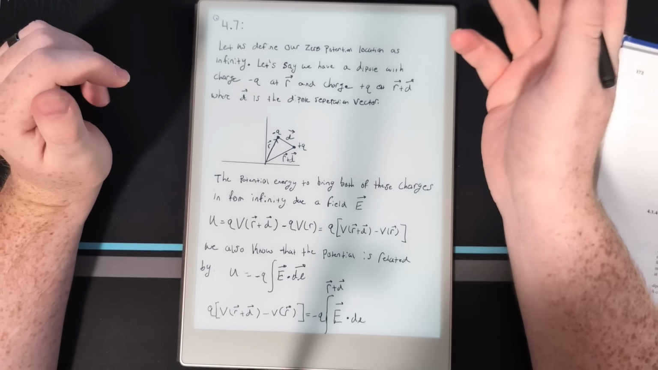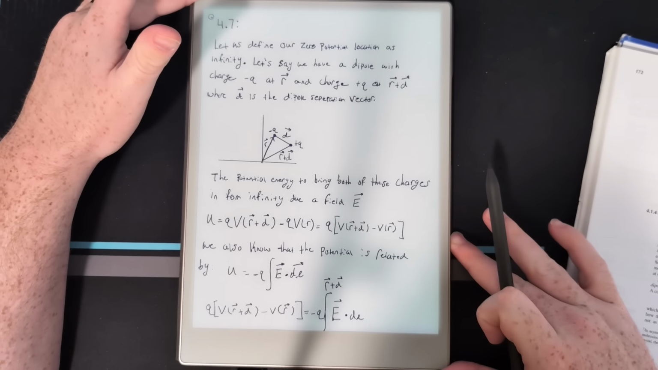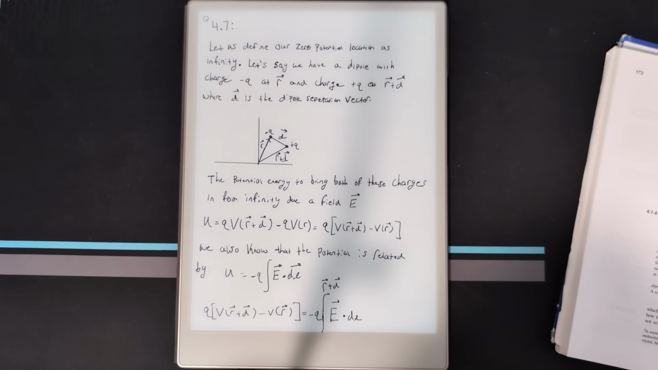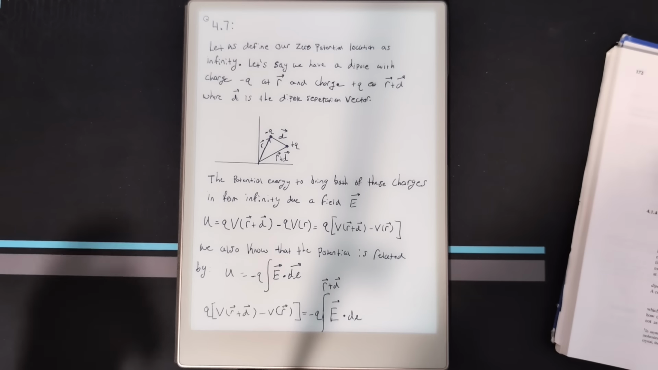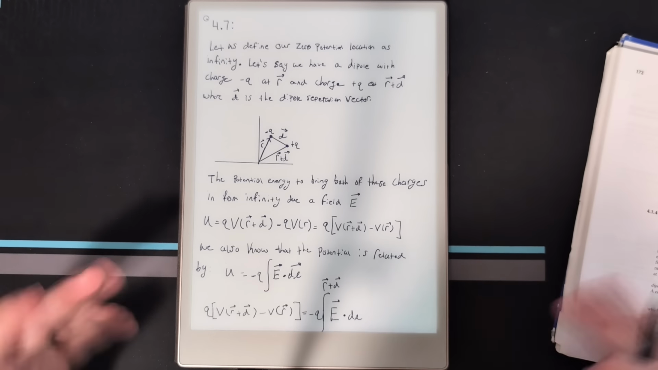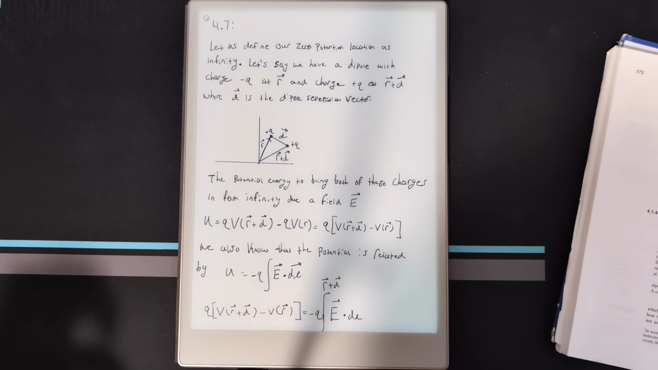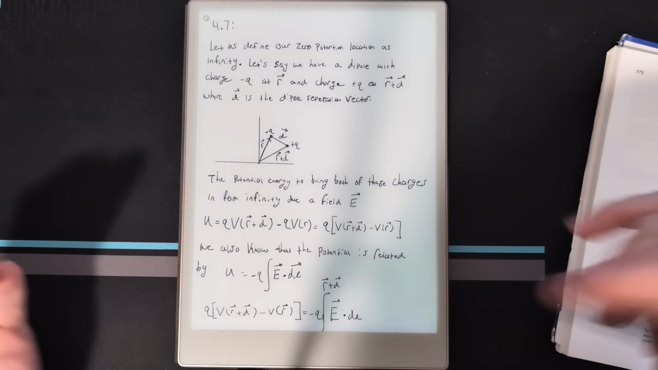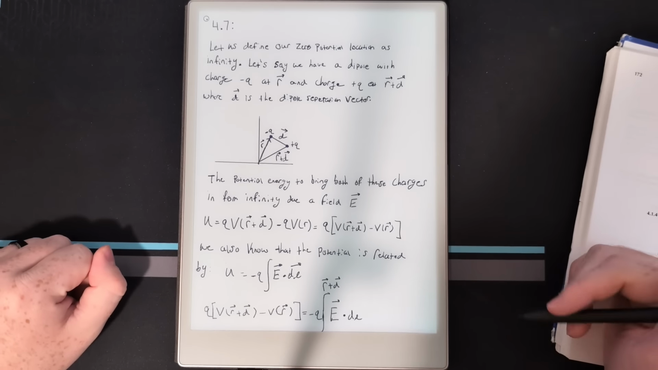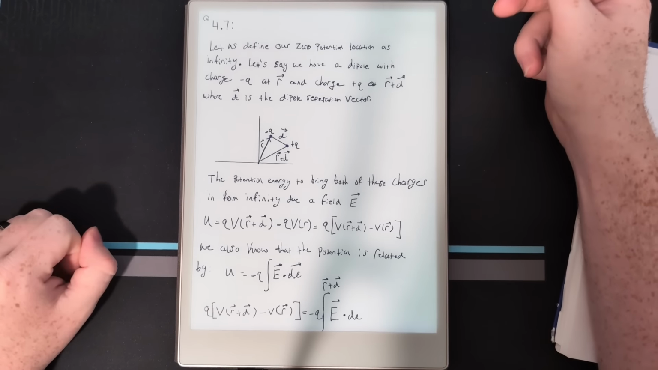Okay, so what is potential energy again? Potential energy is the amount of energy that some system has with reference to some reference point, some zero point. We have to define a reference point to even define potential energy in the first place. So we're going to define our zero potential location as just infinity.